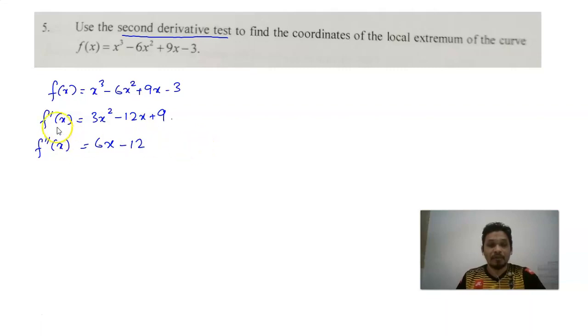Okay, so from the first derivative test, we're going to find out the value of x. The value of x from here: let f prime x equal to 0. Because x cubed means that the graph, let's say this is the x-axis, the graph will be something like this, or maybe this.